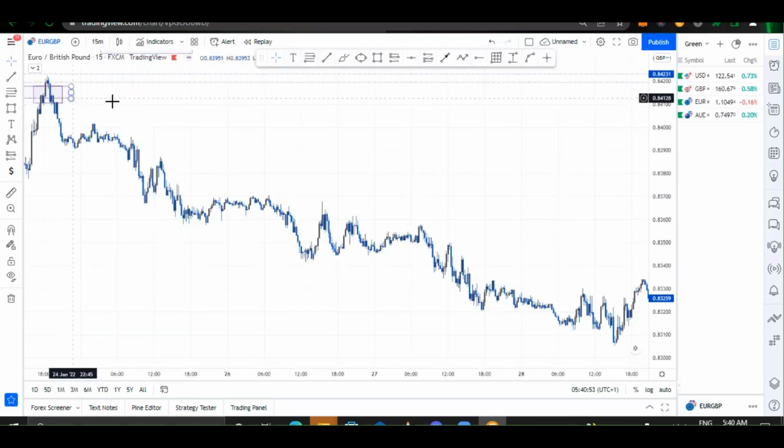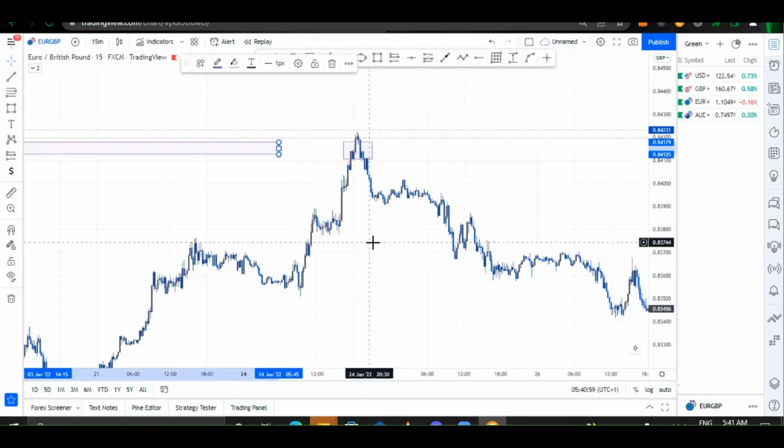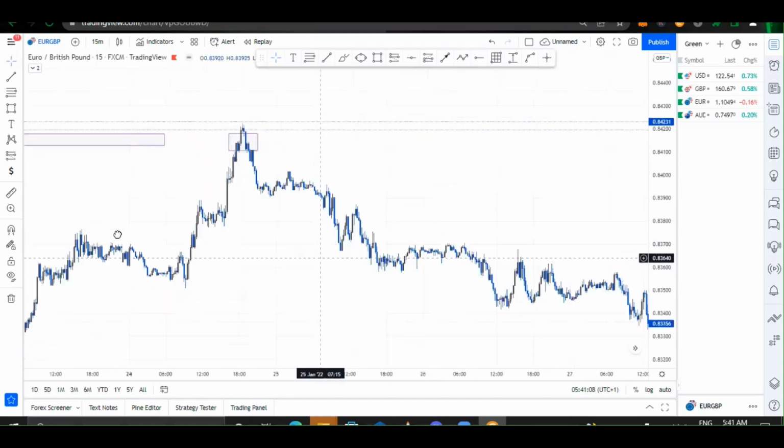The internal structure consists of the market creating OBs, order blocks, and creating liquidity for itself to lure people into the trade and take them out. Even if it's by a wick, like I explained in previous videos, even if it's by a wick, it will actually come back and take a lot of people out.